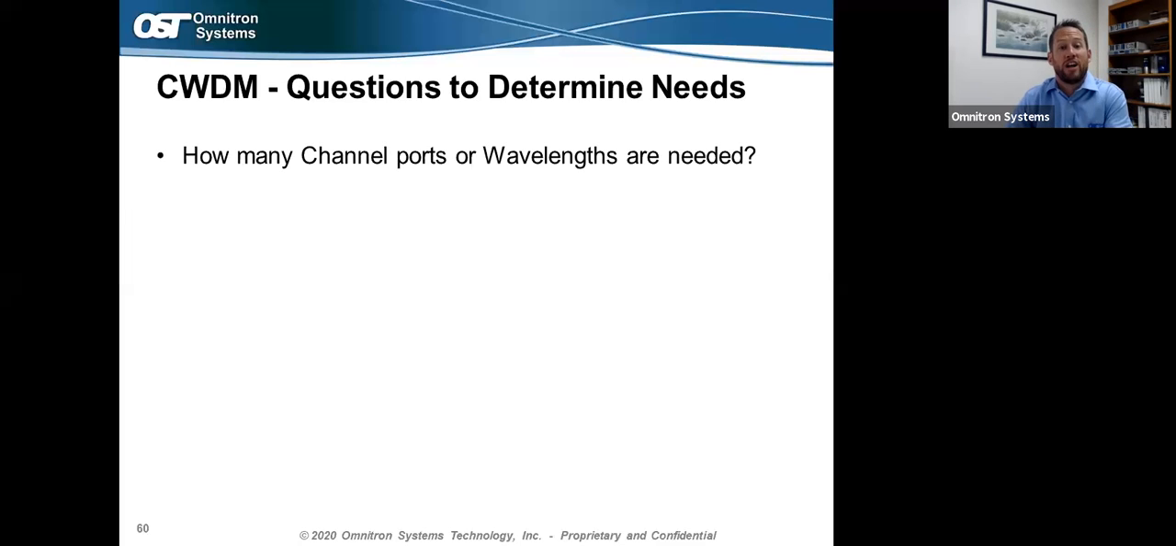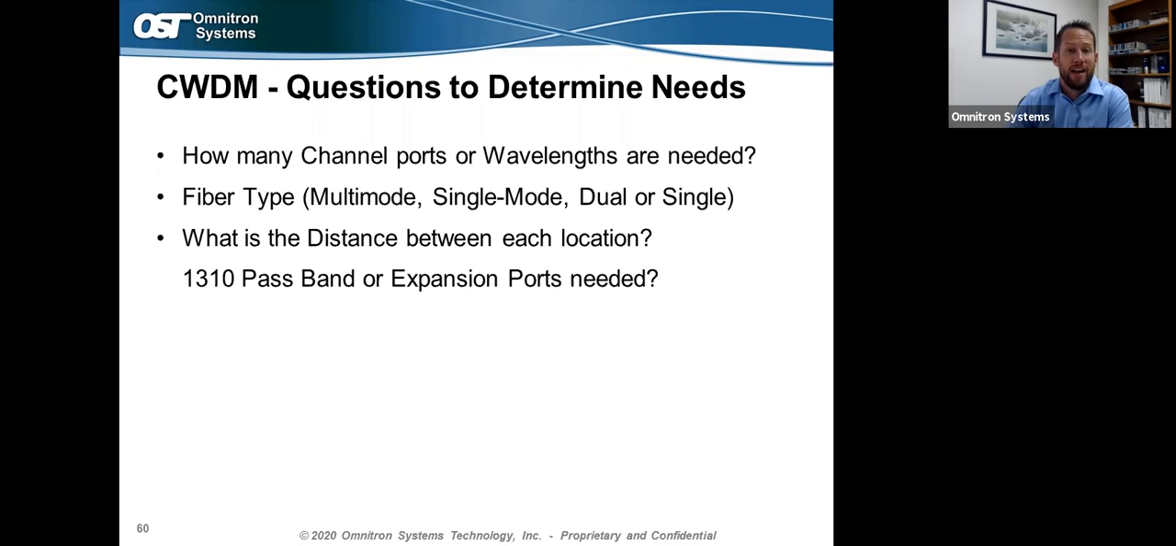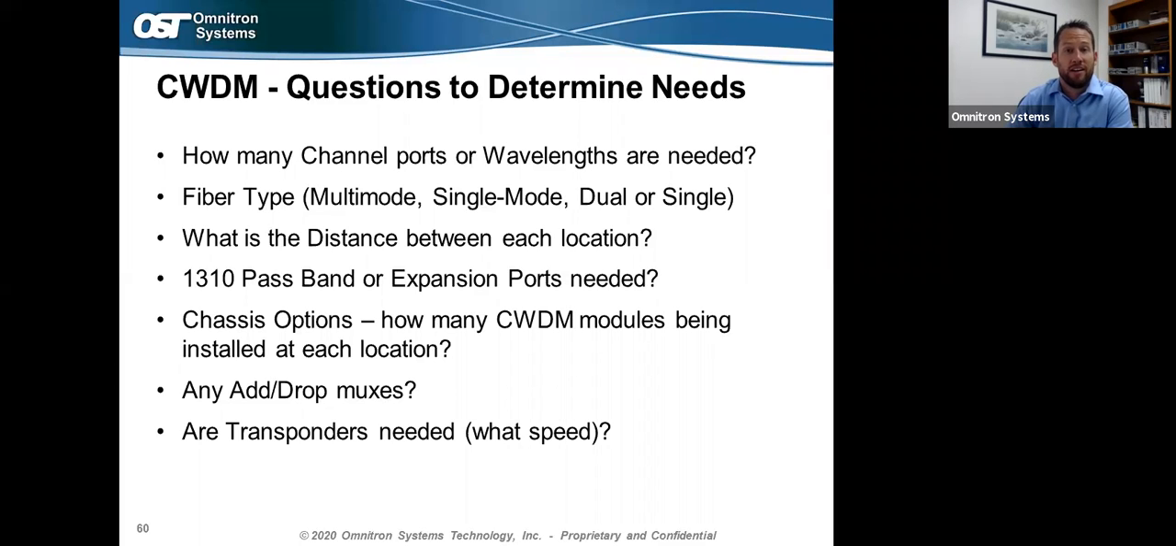The first one up is how many channels or how many wavelengths are needed? And then the type of fiber you're using. Is it multi-mode, single mode, dual, or single fiber? Also, what's the distance between each location in your network? And do you need that 1310 passband or expansion port as well? Also, chassis options. How many CWDM modules are going to be installed in each location? As well as, are there going to be any adds or drops as far as the optical add drop muxes along the way? And then are transponders needed from converting it from a standard wavelength to a CWDM wavelength?